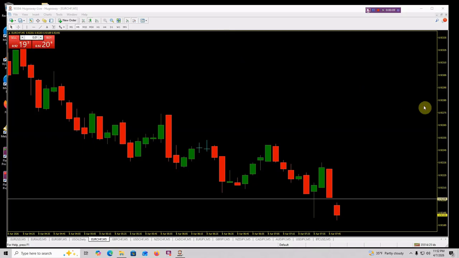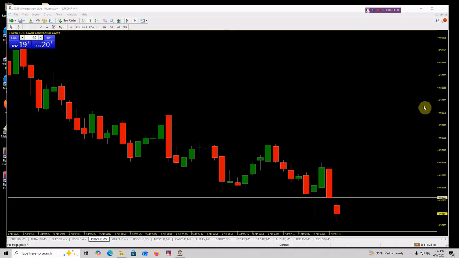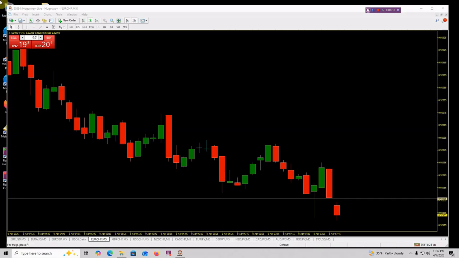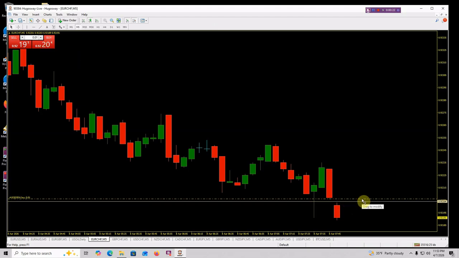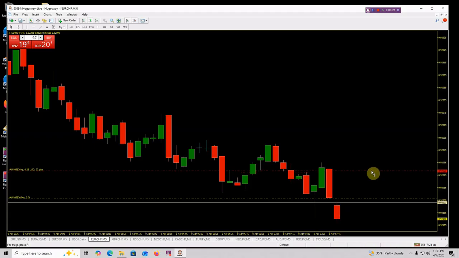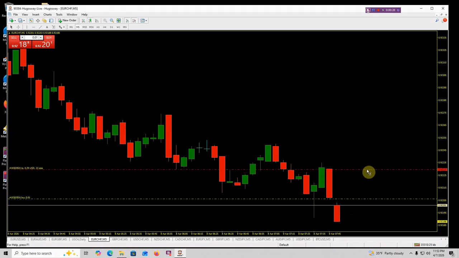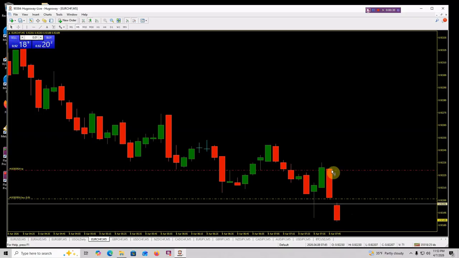Tonight we're going to be on the Euro Swissy 5-minute chart right here. This is going to be a small scalp. I'm going to go ahead and buy, and at some point the price is going to return up here to the opening of this candle right here.